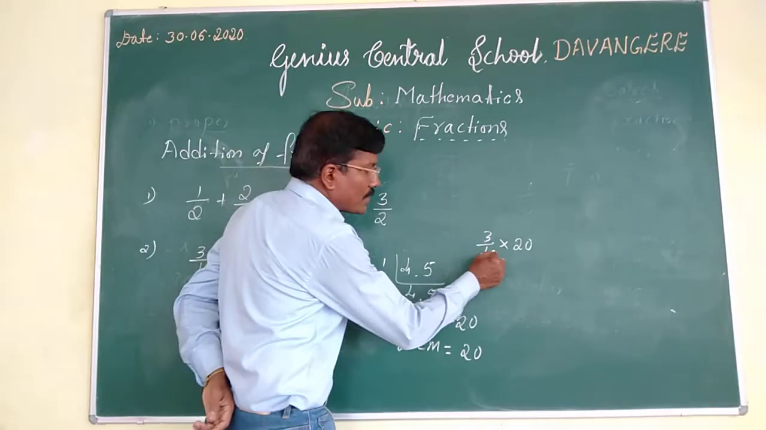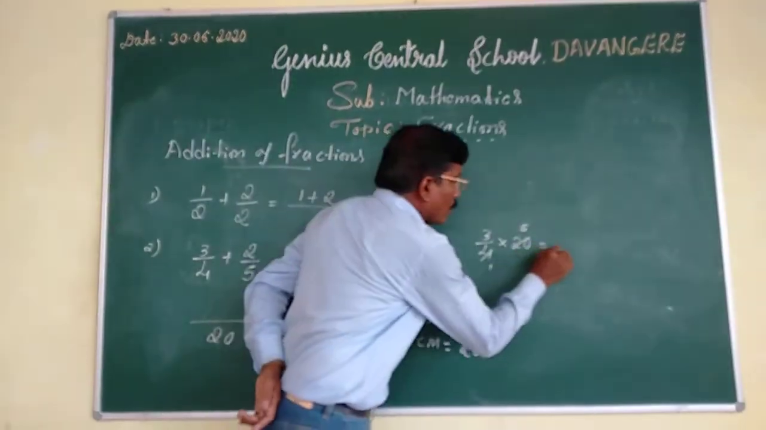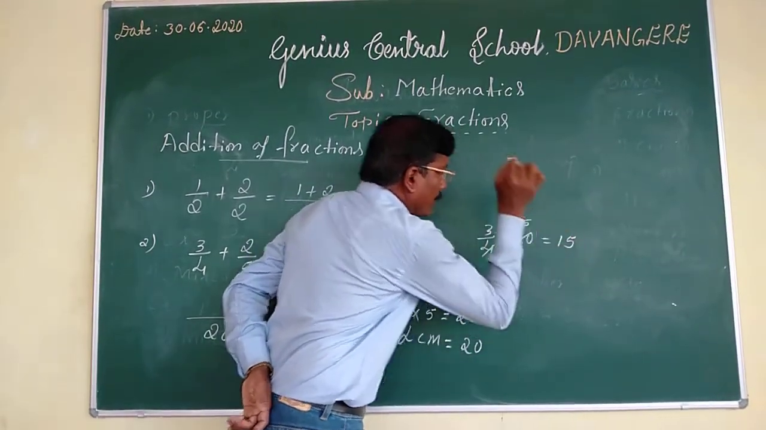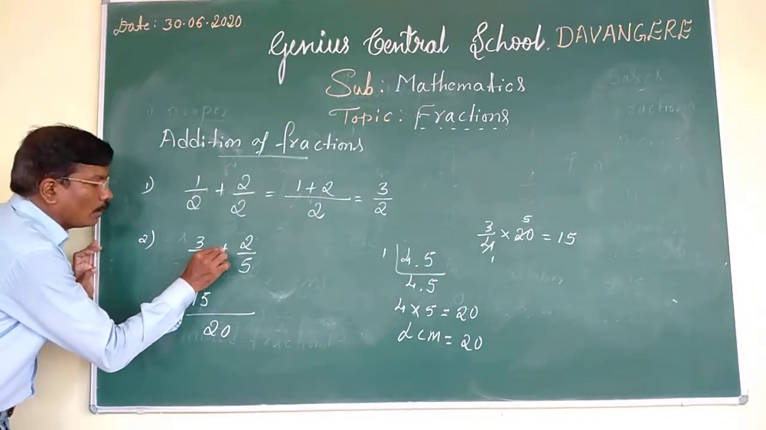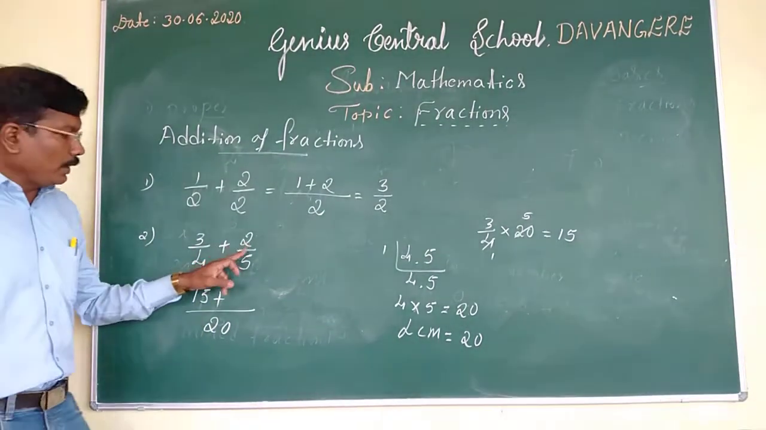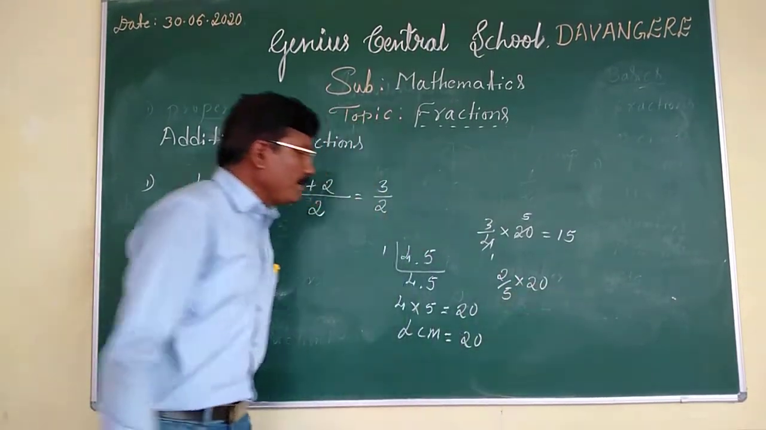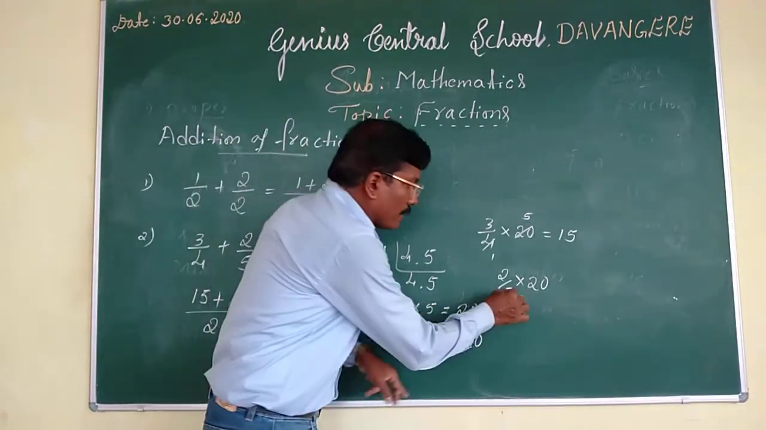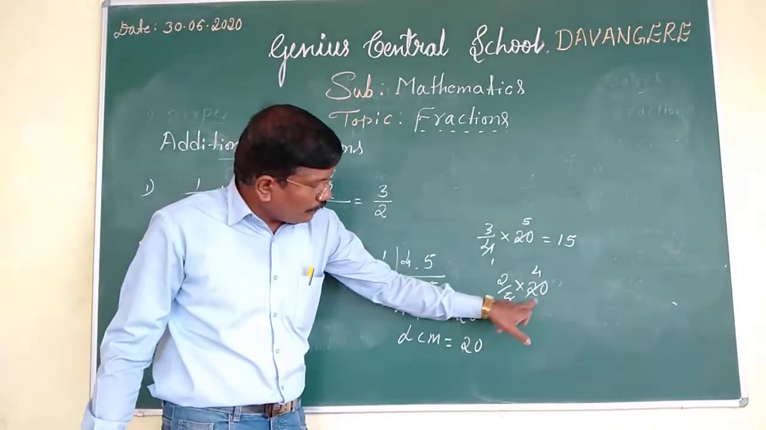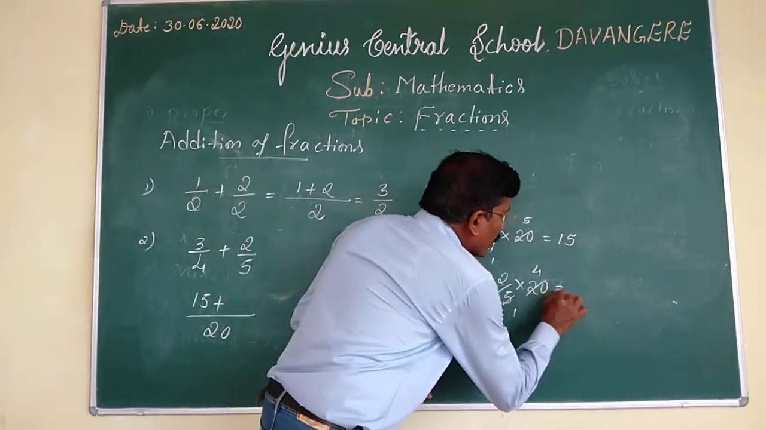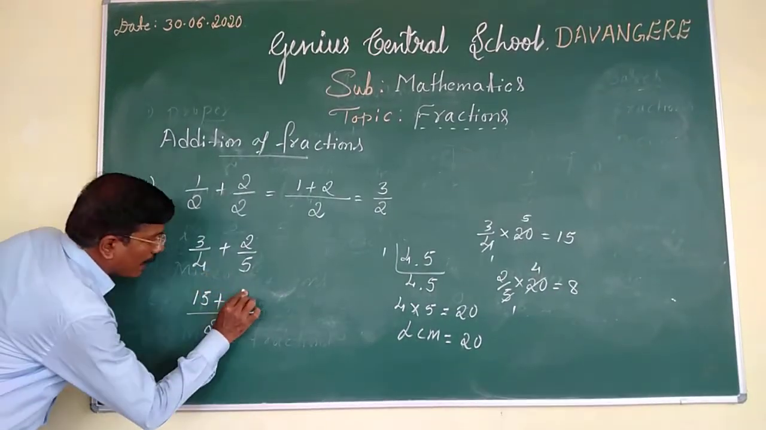Divide: 4 ones are 4, 4 fives are 20. Understood? So 5 threes are 15. So what is the equivalent of 3/4? It is 15/20. Put it here. Again here, put a plus. Then 2/5 is equal to something over the LCM. What is the LCM? 20. So 5 ones are 5, 5 fours are 20, 4 twos are 8. Correct? Is it wrong or right? Right. So 8. Look here.